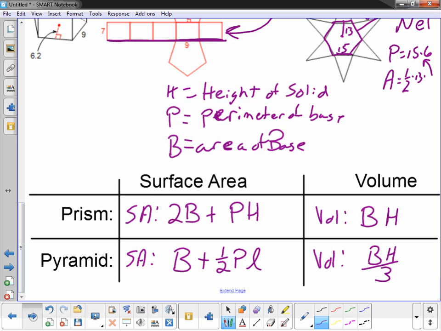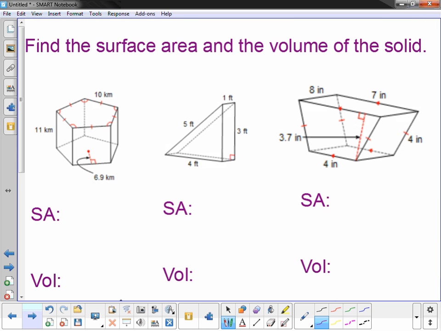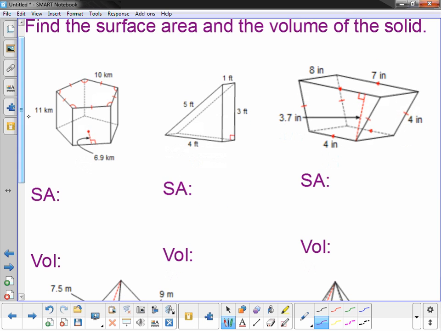Let's try to do some problems here real quick. So, here I have my different shapes. Here I have 3 different prisms. Now, the first thing I do when I look at any one of these is I look at the base. What is the base? The base here is a pentagon. So to find the perimeter, I take 5 times, well, what's the length of the side? 10. So my perimeter is 50 kilometers.